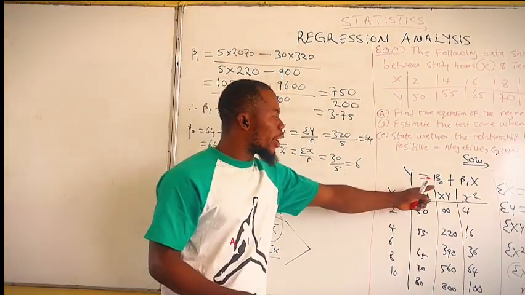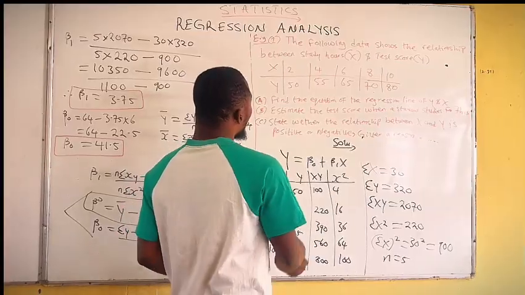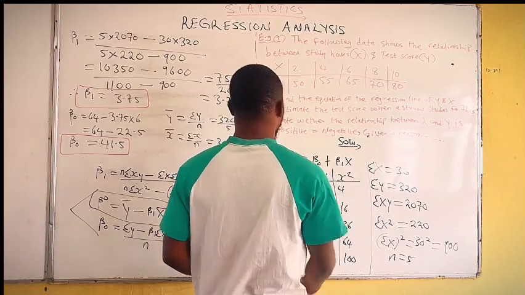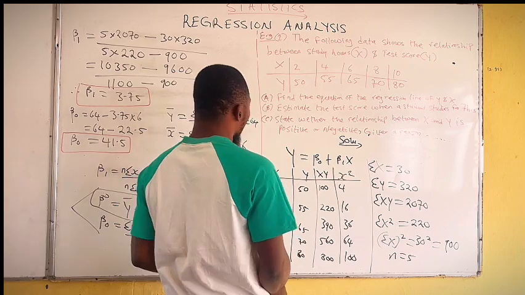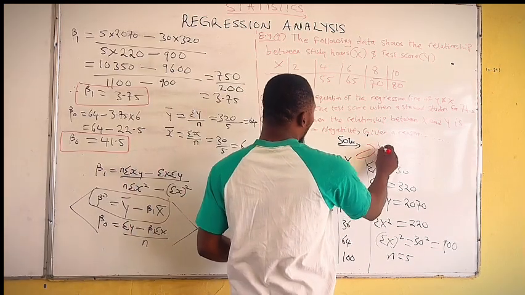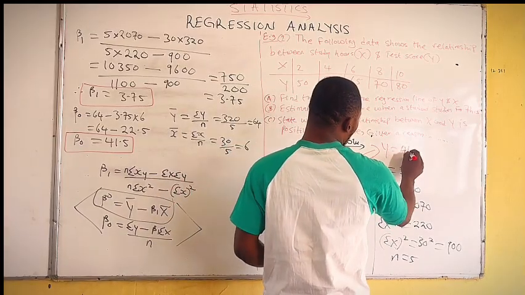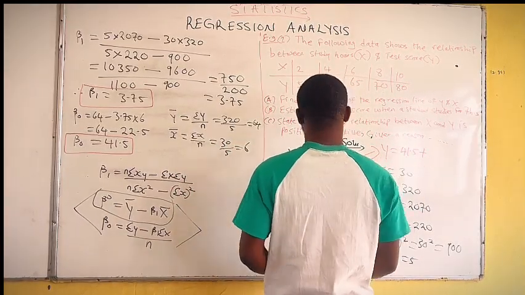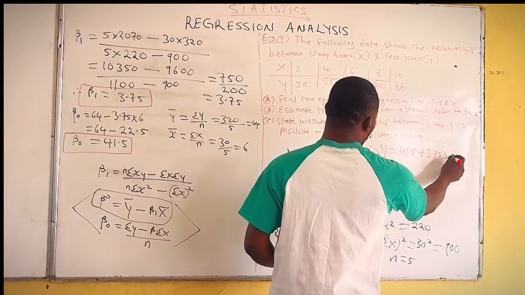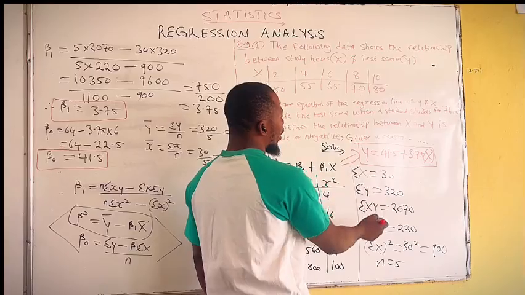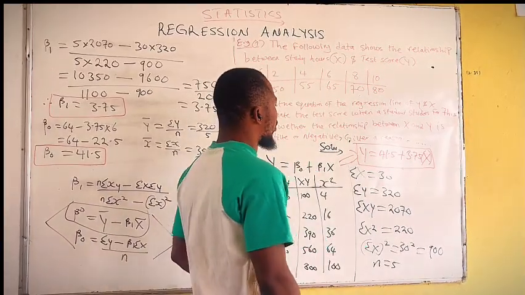What next is for us to insert it in this regression line of y and x. So for us to get our regression line of y and x, we will substitute the beta naught that is calculated and the beta 1 that is already calculated. So in that case, our y will now be equals to the beta naught, 41.5, plus our beta 1, which is 3.75x. So this is the regression line of y and x. We solved a part of the question.